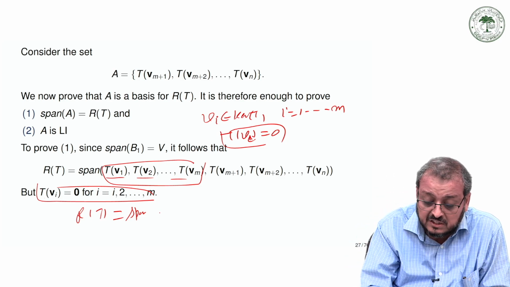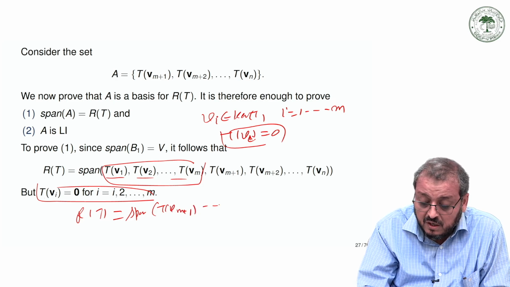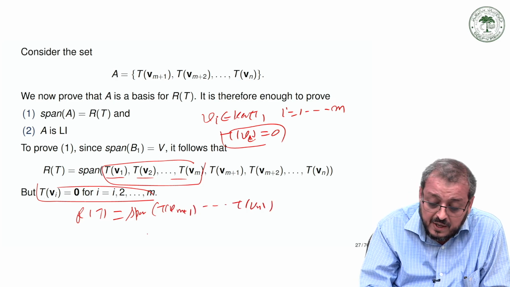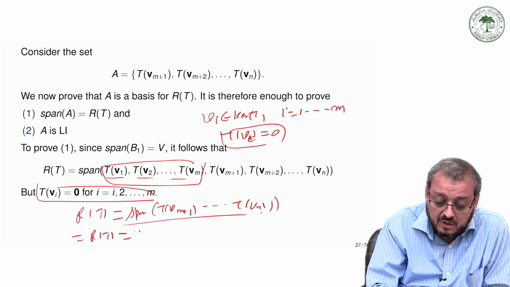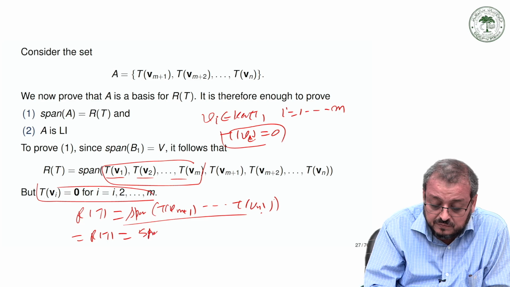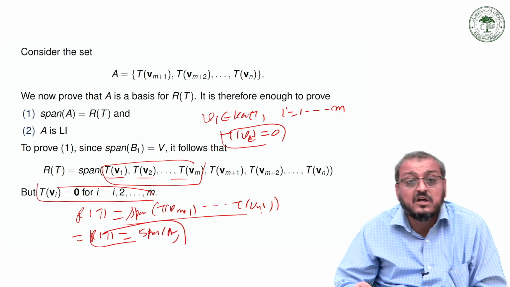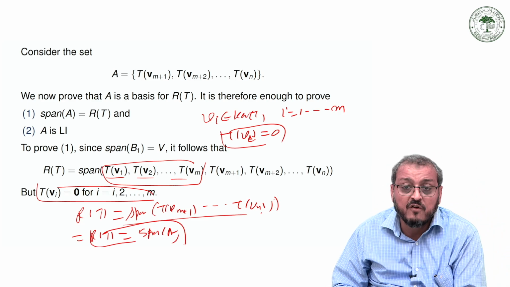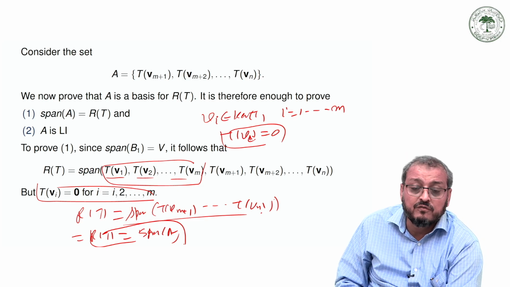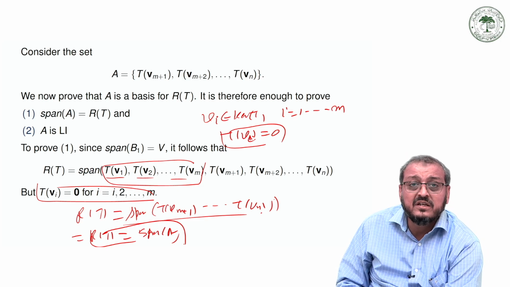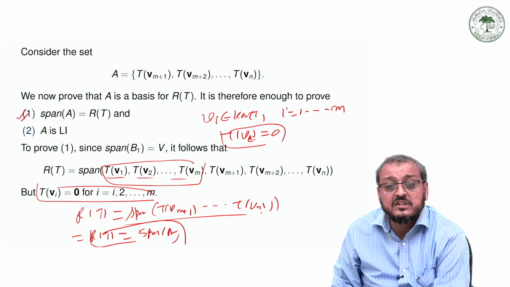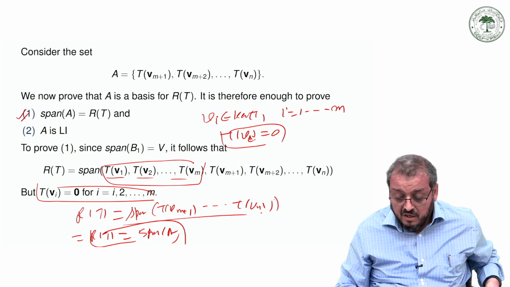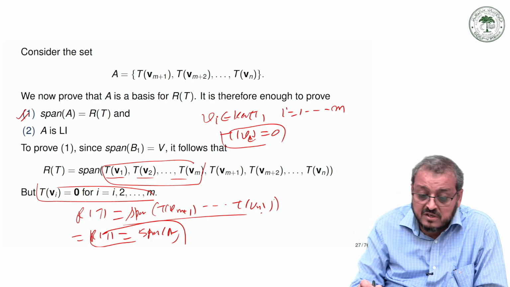So the range of T is nothing but the span of T of Vm plus 1 up to T of Vn, and if this is equal to the set A, then the range of T is equal to the span of A. This proves the first condition of our considered case, that the span of A is equal to the range of T. Next we show that A is linearly independent.